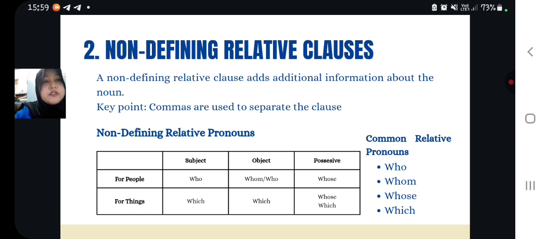to separate the clause. And this is the table for non-defining relative clause. For subject, there is who for people, and for object there are whom or who for people, and for possessive there is whose for people. And for subject there is which for things, and for object there is which for things, and for possessive there are whose or which for things.